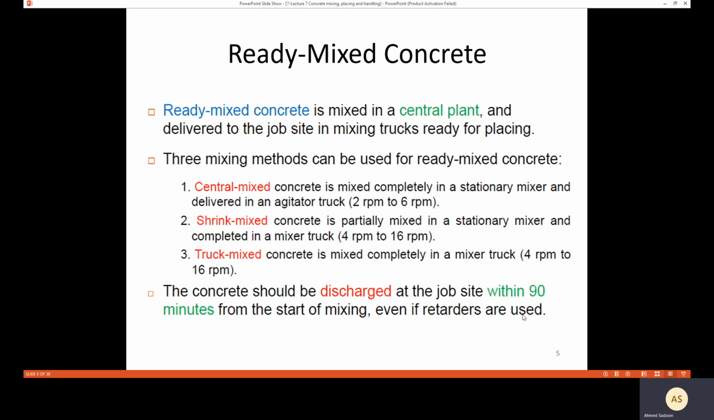Even if retarders are used. Remember the retarder admixtures? These retarders help us to delay the setting time. Even if we use retarders, the concrete should be delivered to the job site within 90 minutes. Otherwise, you should reject the concrete.